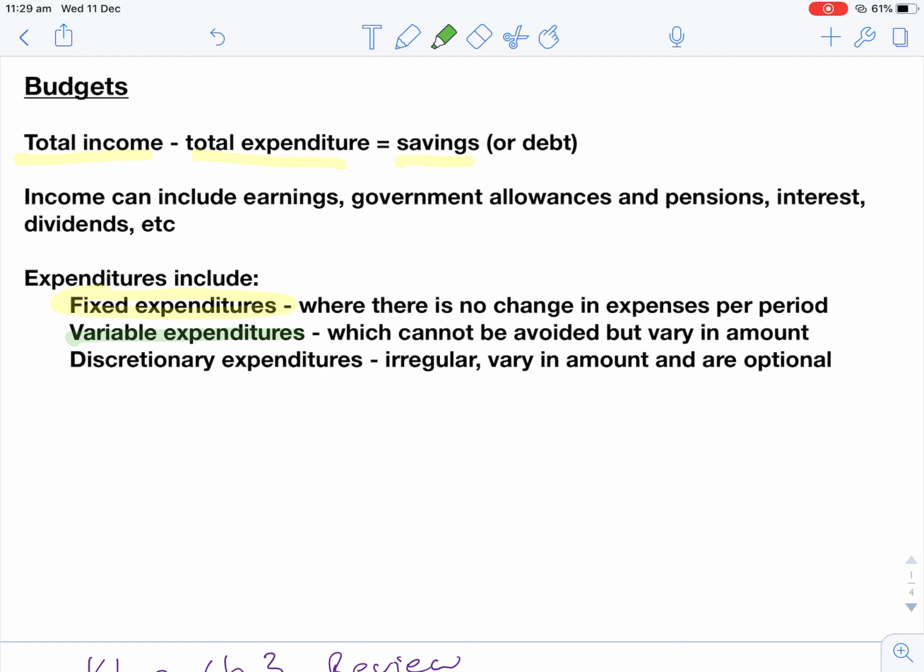And then we've got things like discretionary expenditures. Now, the word discretionary means that there's some choice. So these expenditures are things that are irregular and they vary in amount and they are optional. So it might be things like my entertainment expenses. I don't have to go out, and so I can vary my entertainment expenditure, or my clothing allowance, anything like that. So they would be called discretionary.